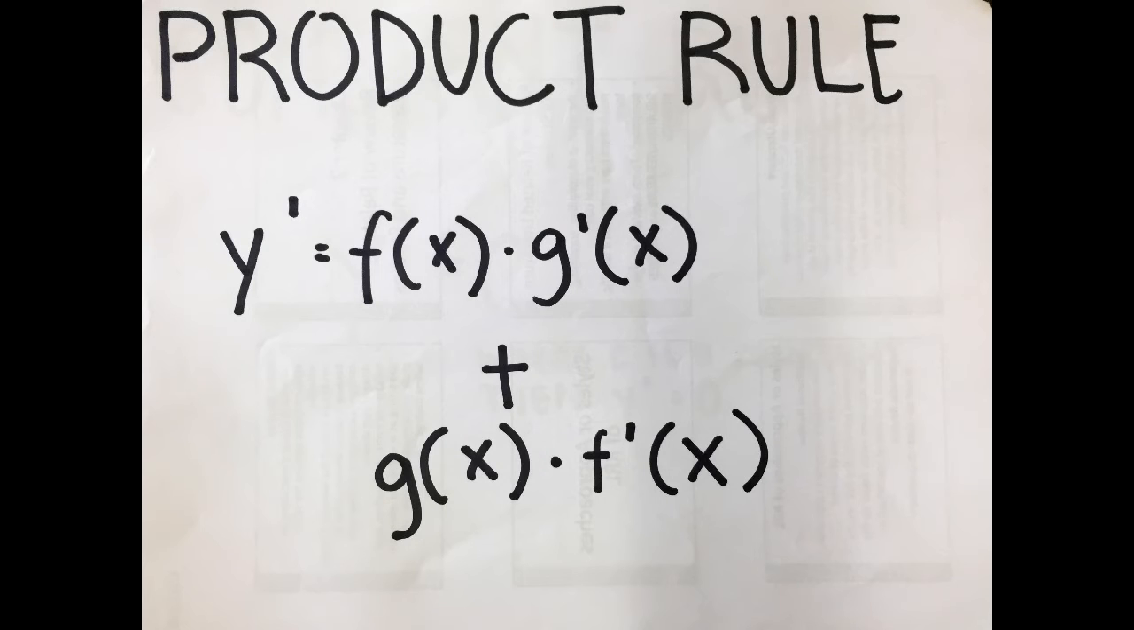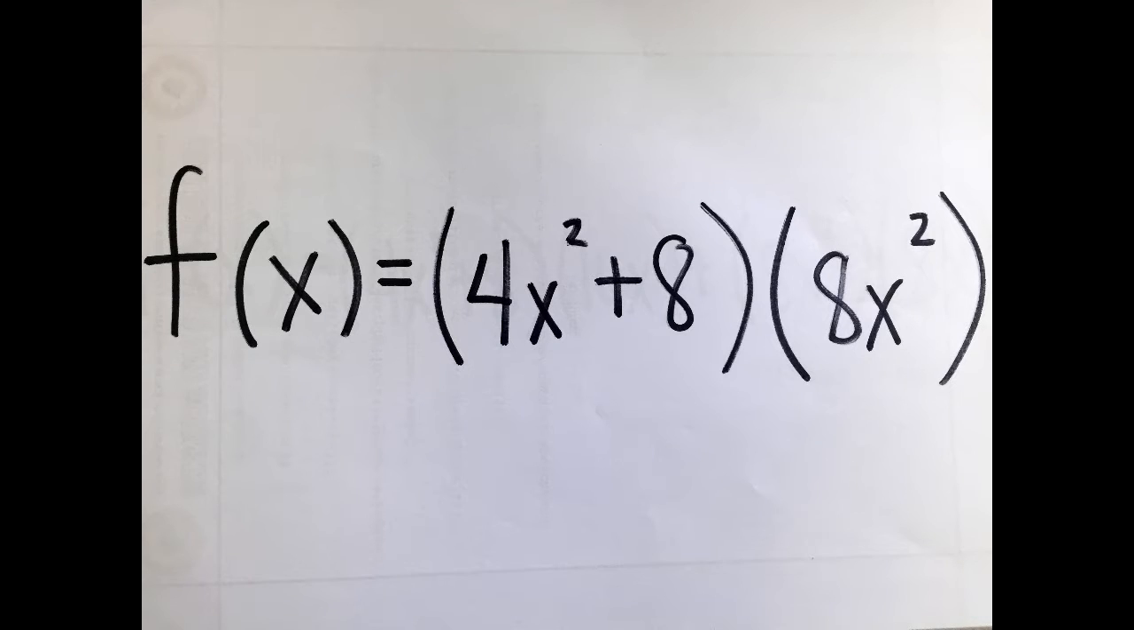So, for our product rule, we use f of x times g prime of x plus g of x times f prime of x for our formula. And now, let's apply it to a certain given. Here is our example. F of x is equal to 4x squared plus 8 times 8x squared, whereas 4x squared plus 8 would be our f of x and 8x squared would be our g of x.